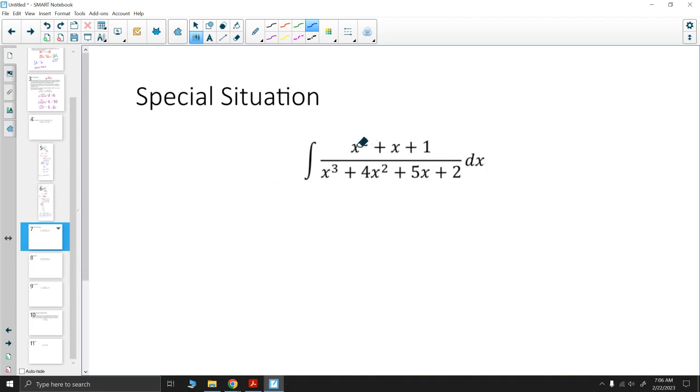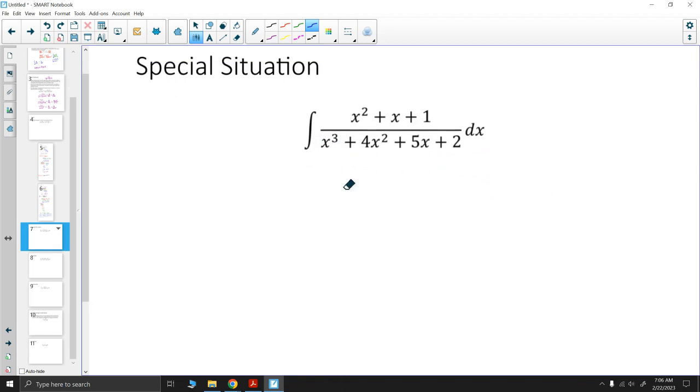Okay, so we have x squared plus x plus 1 over x cubed plus 4x squared plus 5x plus 2. Now, in this case, the top here is not greater than the bottom, so we don't start with division. We're going to start by factoring. Now, how do we factor a polynomial? Well, we have a couple options available to us.